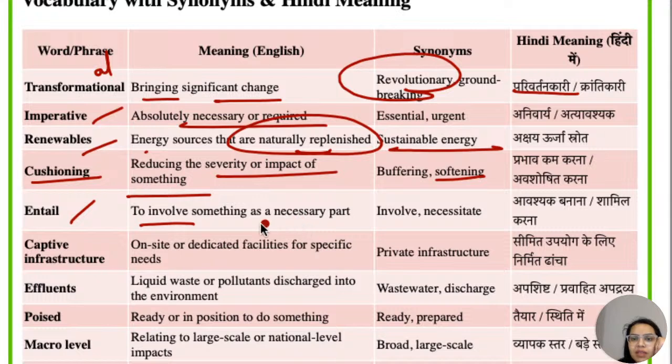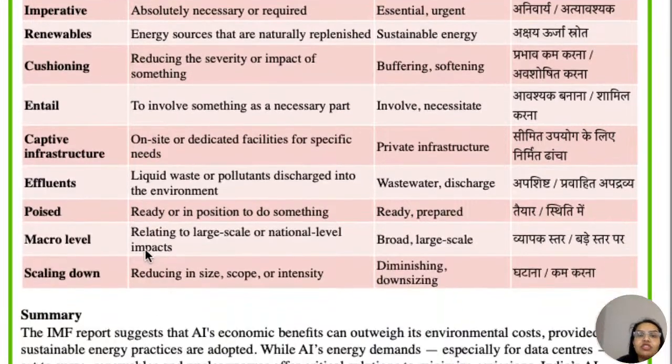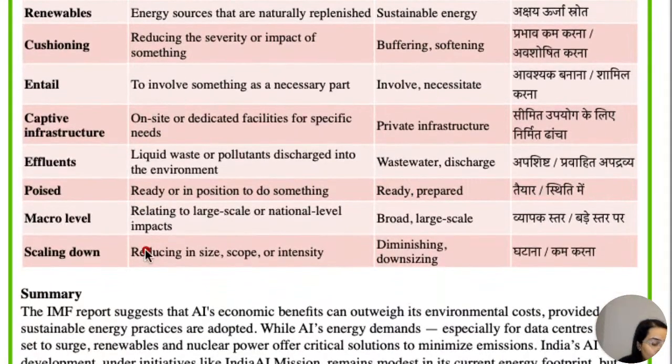Entail is to involve something as a necessary part, so basically necessitating something, where we consider something very necessary. Captive infrastructure, so this is the private infrastructure, dedicated facilities for specific needs. Such infrastructure that is designed to go about a specific or dedicated way, we call it captive infrastructure, which in other simple words we can say private infra.